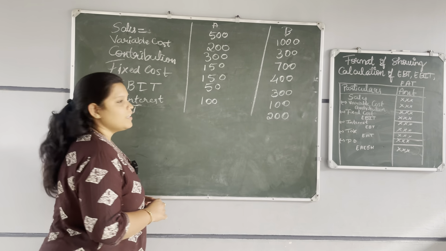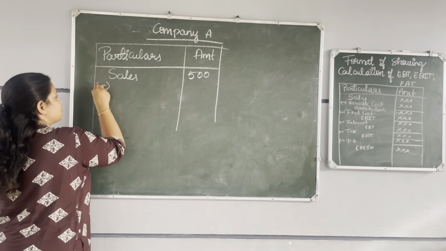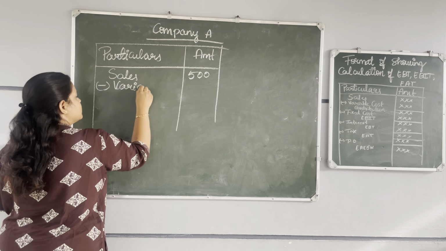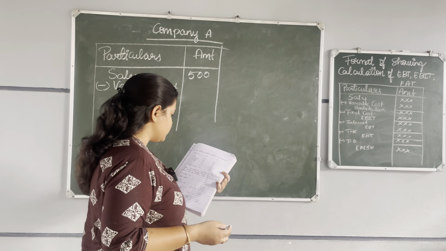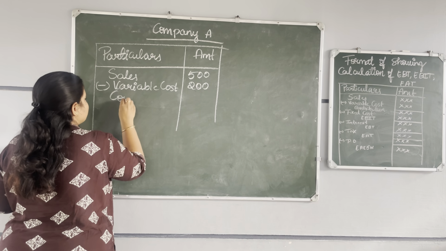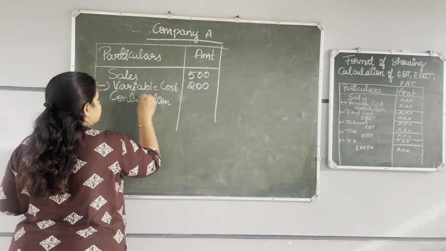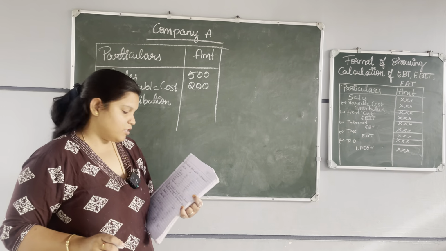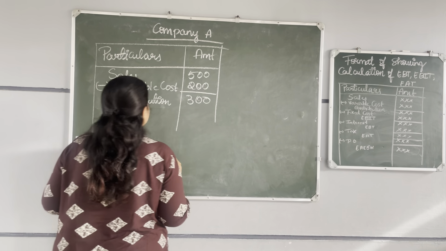First they have given sales. For company A, sales is 500. From sales we have to deduct variable cost. They have given variable cost as 200, and the contribution amount they have also mentioned in the question only. Contribution amount is 300.